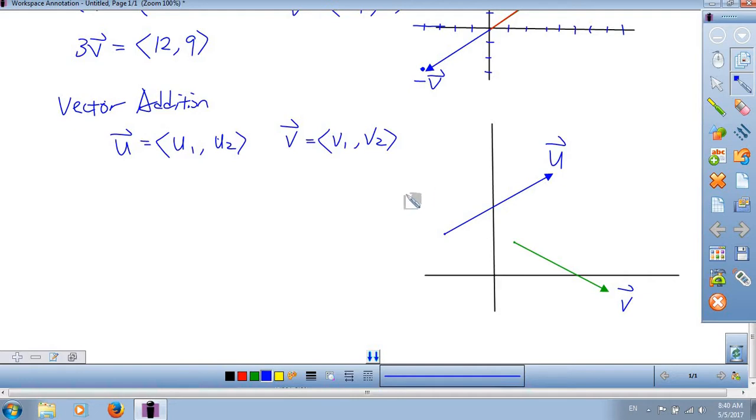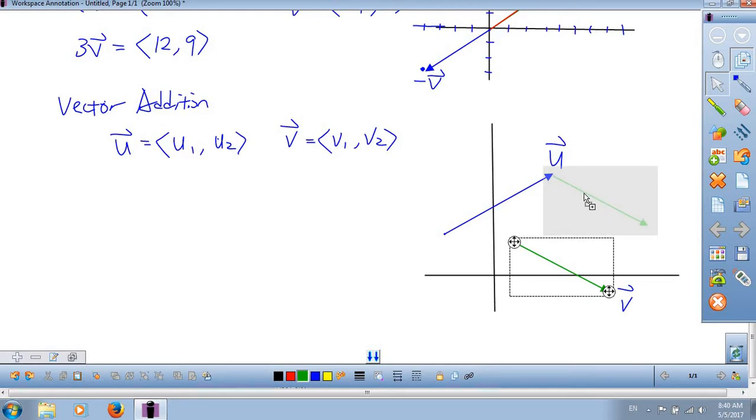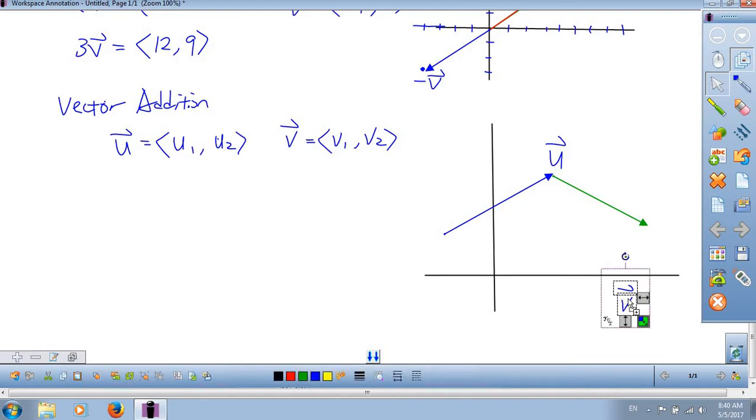Graphically we have something called the parallelogram law. We can use the parallelogram rule to add vector v and u together. What do I mean by that? To add vector u and v together, let's say we do u plus v. I move v and put the initial side of v at the terminal side of u. So I move v to connect up to u like this.